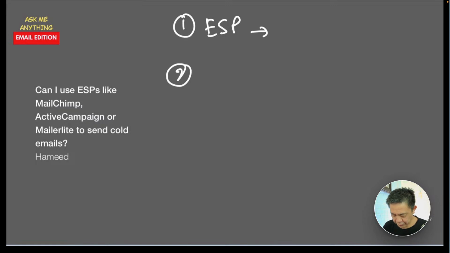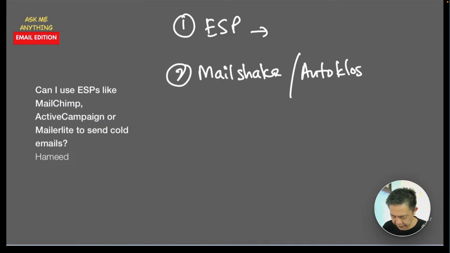Number two, if you want to do cold email, these are the two more famous tools, if I can say that. One is called Mailshake, and the other one is called Autoklose. But if you do a search on cold email tools, you will see there are a gazillion services available. So pick either one of them, do your research, and then you can actually use that.